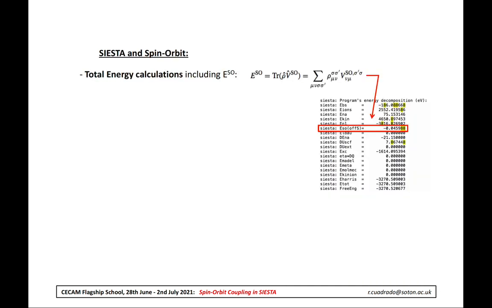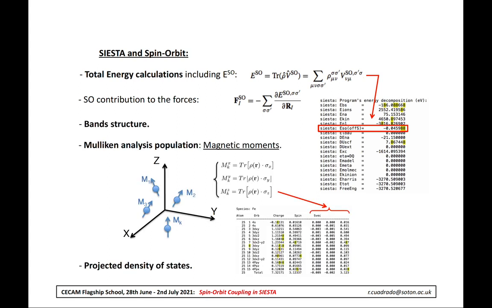Finally, I want to highlight that SIESTA will give you slightly different information in its output if you include the spin orbit, as you can see on the right, where the total energy has been separated into several contributions, and you can also see the contribution of the spin orbit coupling to the total energy. Also, it is possible to obtain the band structure and perform optimizations. You can also obtain a Mulliken analysis, a population, and calculate the magnetic moments and also the charge per orbital or per atom. And you can also calculate and obtain the projected density of states.